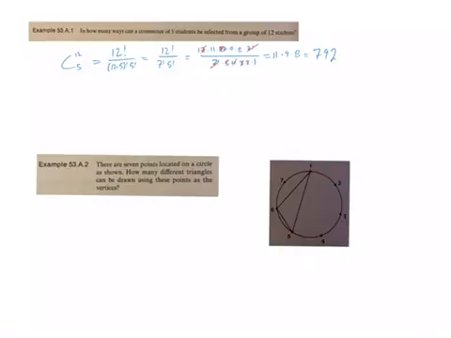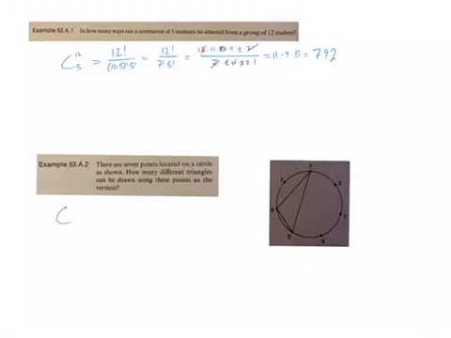Alright, here is the next one. There are 7 points located on a circle as shown. How many different triangles can be drawn using these points as the vertices? Well, notice they drew one there for us. That would be triangle, let's say, 1, 5, 6. But that's the exact same triangle as triangle 6, 5, 1, or 1, 6, 5, or 5, 1, 6. Those triangles are all the same. So the order that I put those in doesn't matter.